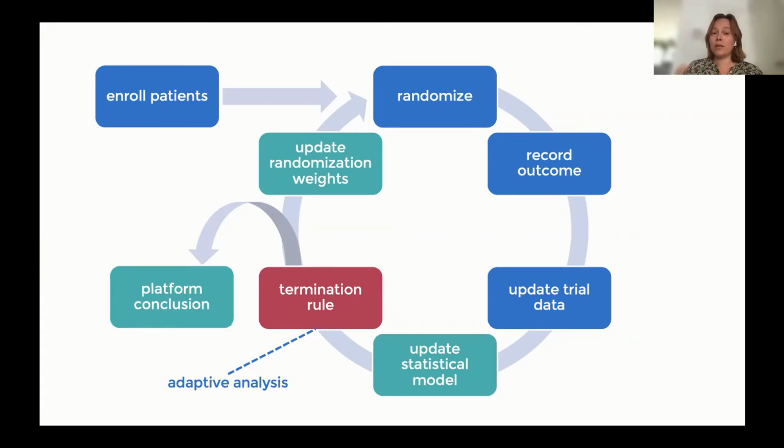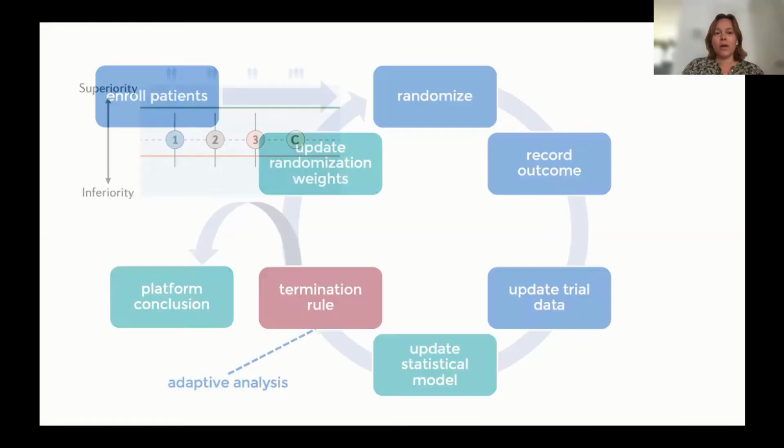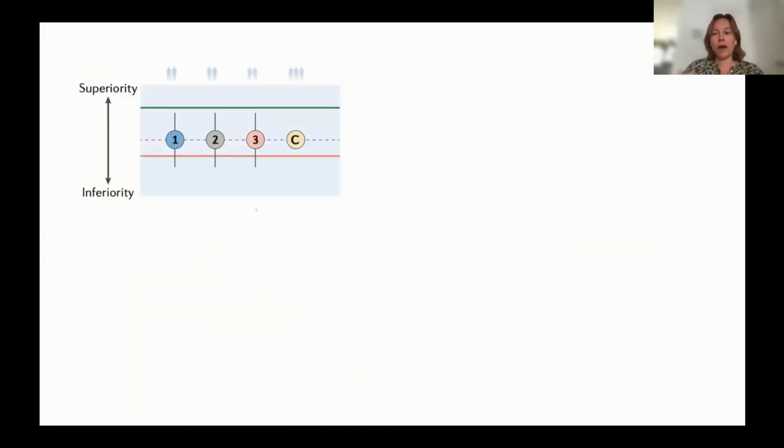Let me just say that updating these randomization weights, so performing response adaptive randomization, is not compulsory. It's just one of the adaptive features of an adaptive platform trial. So you can run an adaptive trial without doing RAR, response adaptive randomization. If I then take you through how such a trial works, this is more or less how it goes.